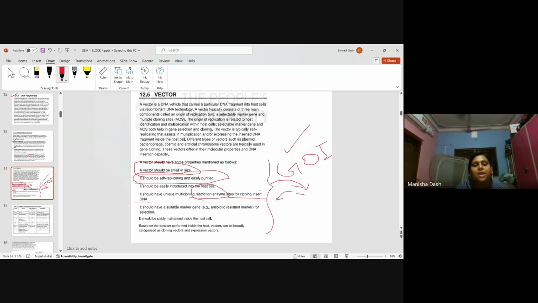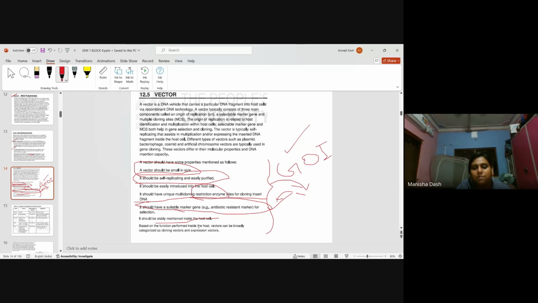Okay. Then it should have a suitable marker gene, which is very essential to find out whether the actual insertion of your gene has taken place or not. So this is useful for selection of the transformed vector, whether the vector has actually taken up the gene or not. Then it should be easily maintained inside the host cell. That means it should not interfere with the physiology of the host cell. It should not be disintegrating. So it should remain stable within the host cell.